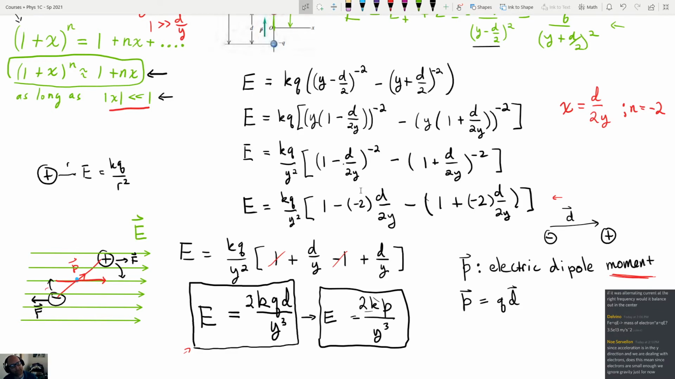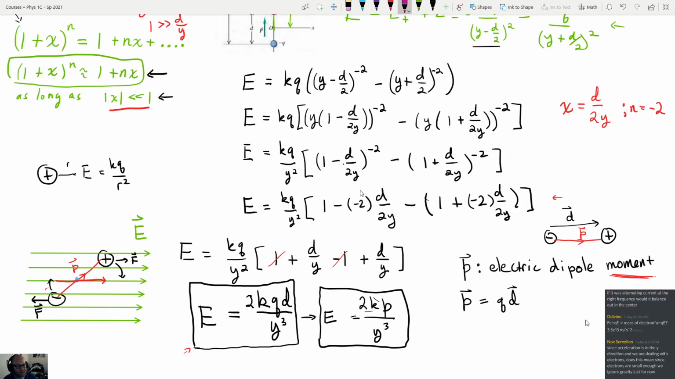Can you explain a bit more why the vector p is pointing in the positive charge direction? So, why is it that the p points from the negative to the positive like this? Is that your question? Yes. Okay. Let me ask a question before I answer your question. Is this why you're getting confused?